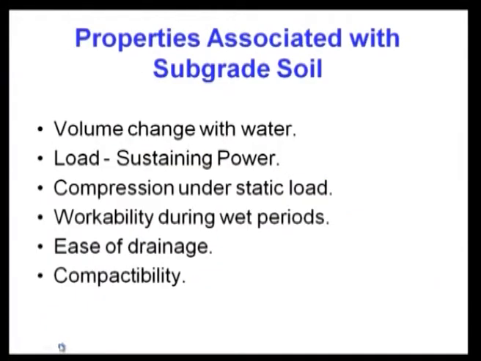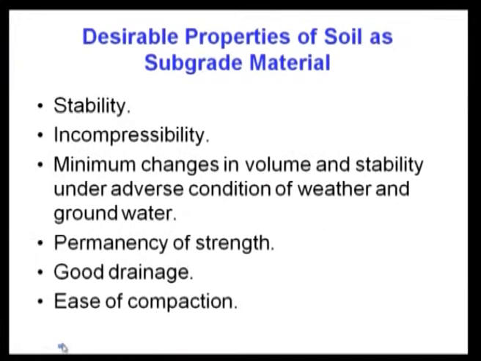Properties associated with subgrade soil: volume change with water, load sustaining power, compression under static load, workability during wet periods, ease of drainage and compatibility. Now, desirable properties of soil as subgrade material are based on stability, incompressibility, minimum changes in volume and stability under adverse conditions of weather and groundwater, then permanence of strength, good drainage, then ease of compaction.